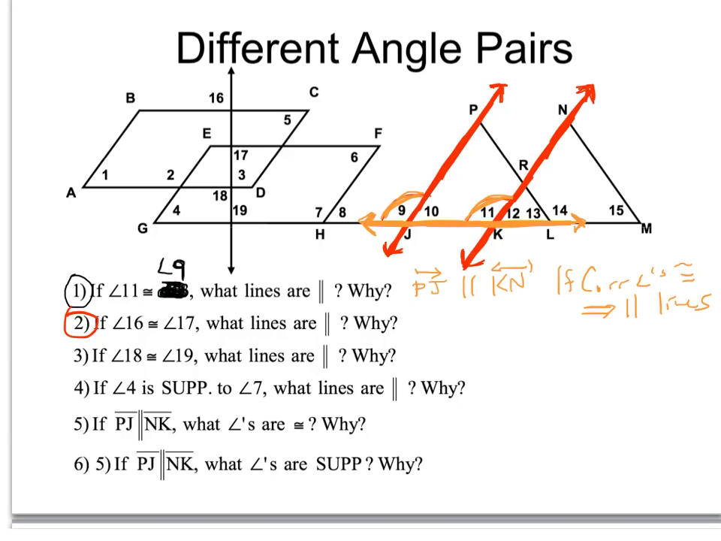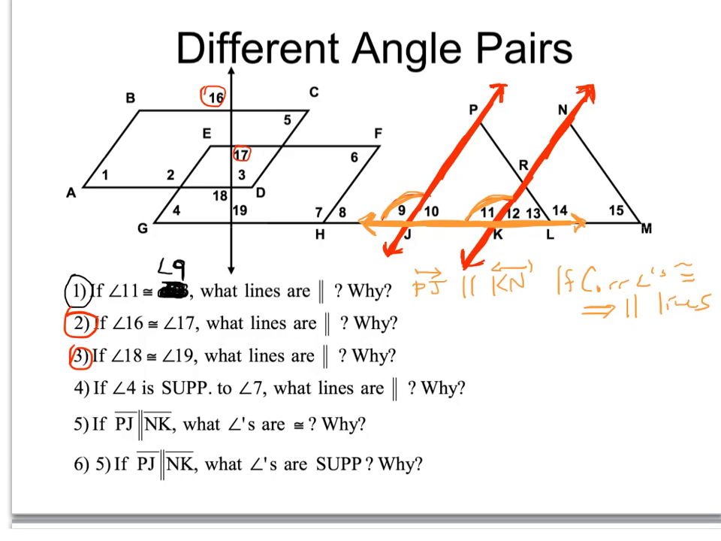Question number 2, I'd like you to do on your own. If angles 16 and 17 are congruent, what lines are parallel and why? On your sheet of loose leaf, I would like you to redraw the two lines that you think are parallel, and I also want you to draw in a transversal with angles 16 and 17 also on your diagram on loose leaf. I want you to do the same thing with question number 3. If 18 and 19 are congruent angles, what lines are parallel?